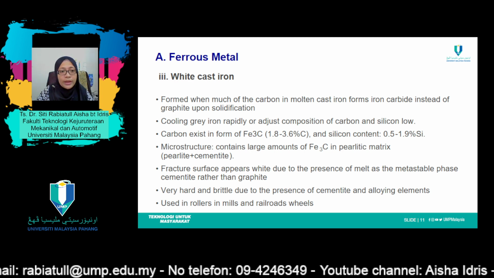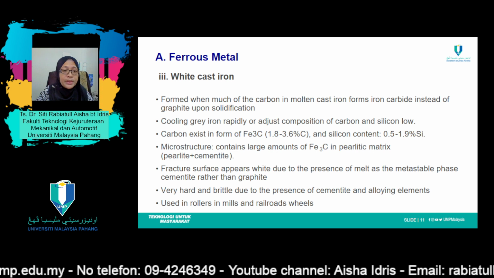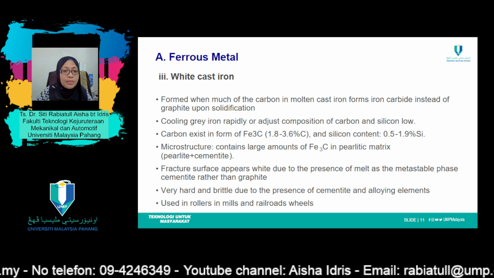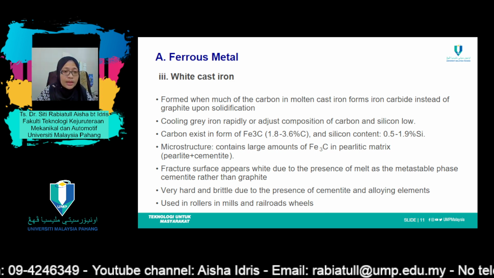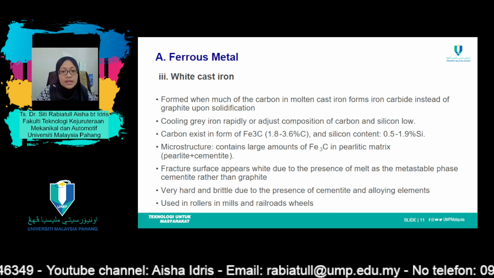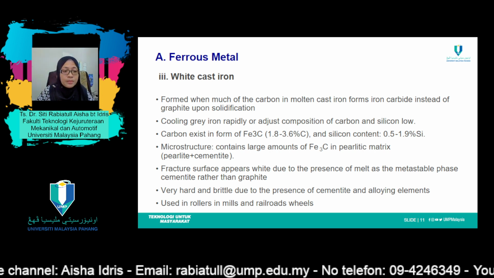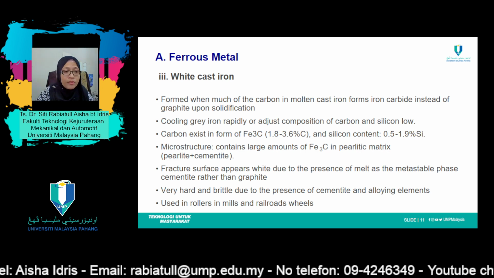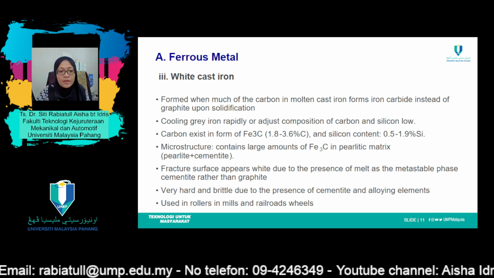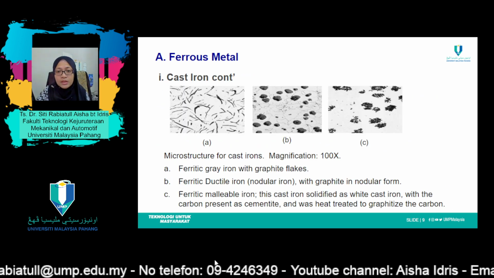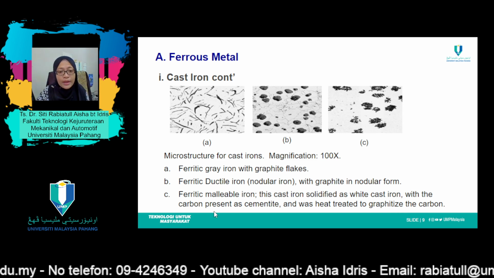Next is white cast iron. For low silicon cast iron and rapid cooling rates, most of the carbon exists as cementite instead of graphite. The fractured surface of this alloy has a white appearance, and thus it is termed white cast iron. So that's how the name is used for these types of alloys. And the optical photomicrograph over here, figure C, shows the microstructure of white cast iron.